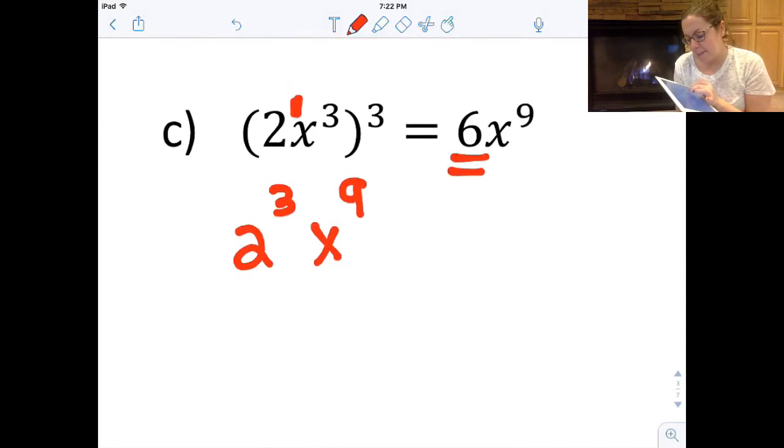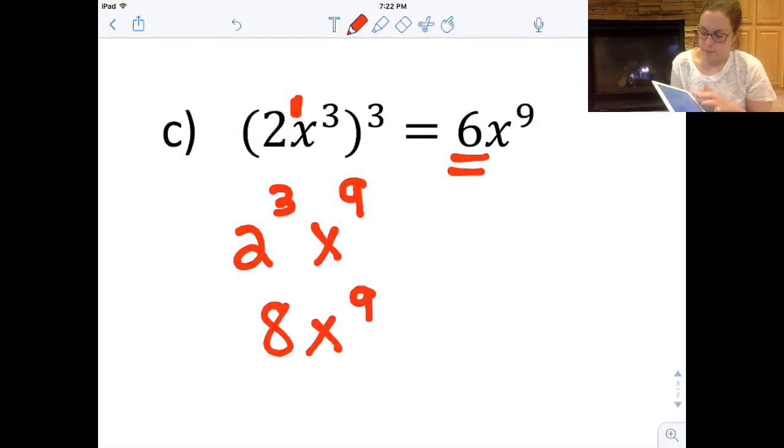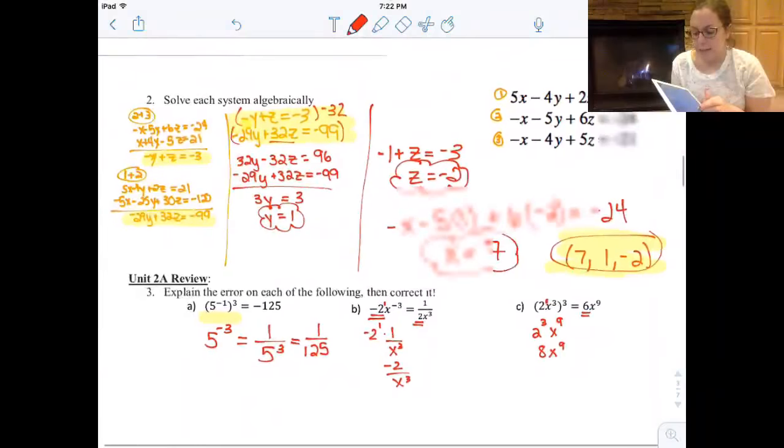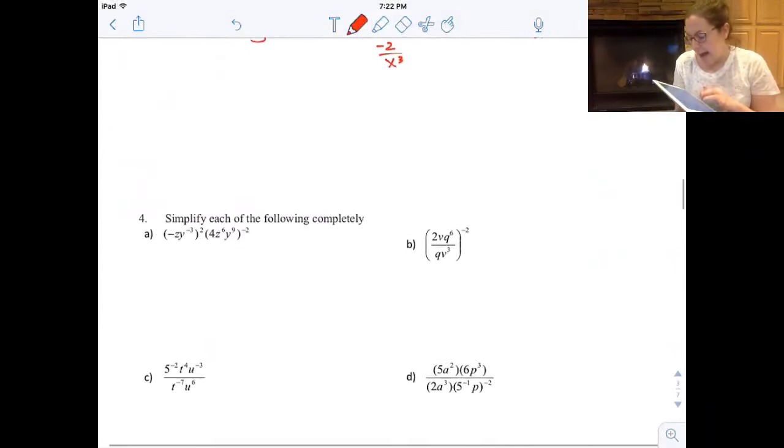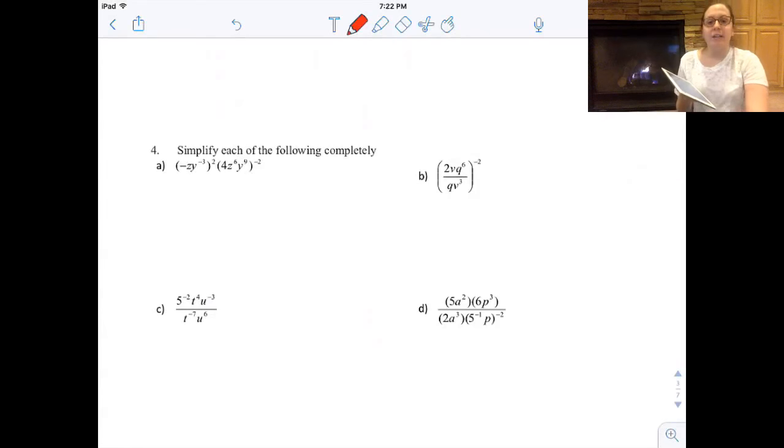Let's look at some of these simplifying, and we're not going to do all of these. We're going to pick maybe 2, and then we will go from there. But again, all of these solutions and everything are on my teacher site under the review key. So I'm going to start with A, and then we'll probably do D because I think that's the hardest one.